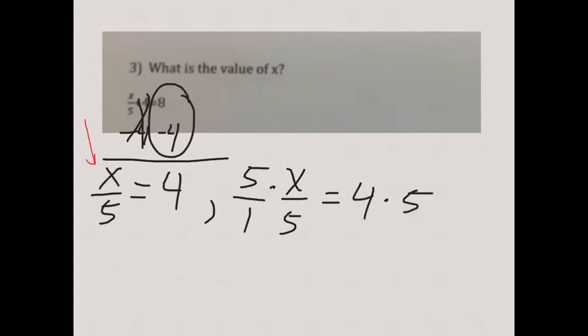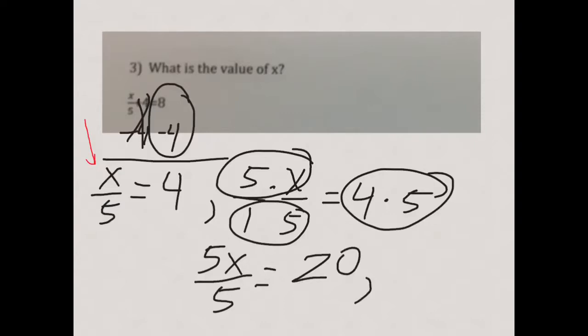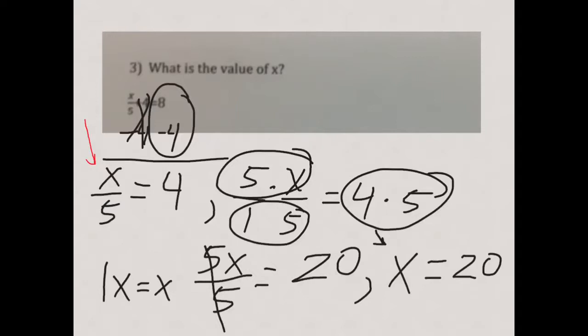4 times 5. Now, I can do cross-canceling, the 5 and the 5, but what I want to show you is why is it I end up with x by itself? Well, 5 times x is 5x. 1 times 5 is 5, equals, what's 4 times 5? 20. Now, I'm going to put x over here by itself because 5 over 5 is the same as 1. 1x is the same as x. So here's my x. So x equals 20.